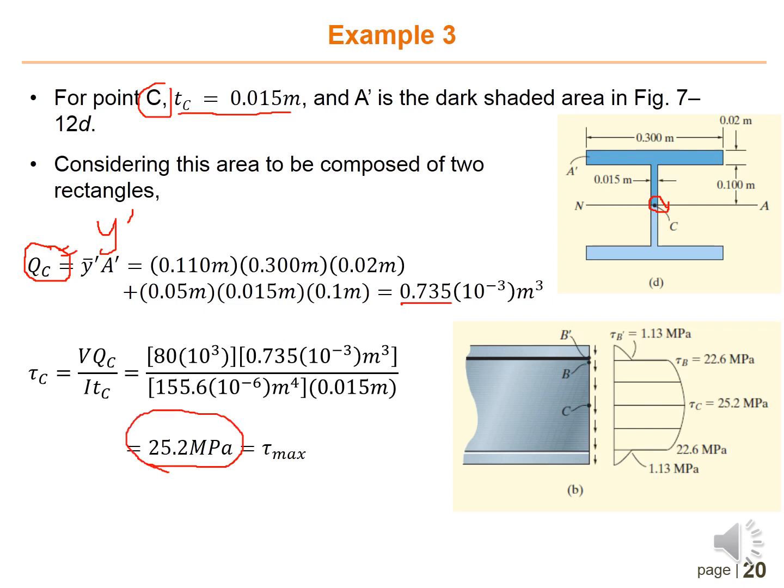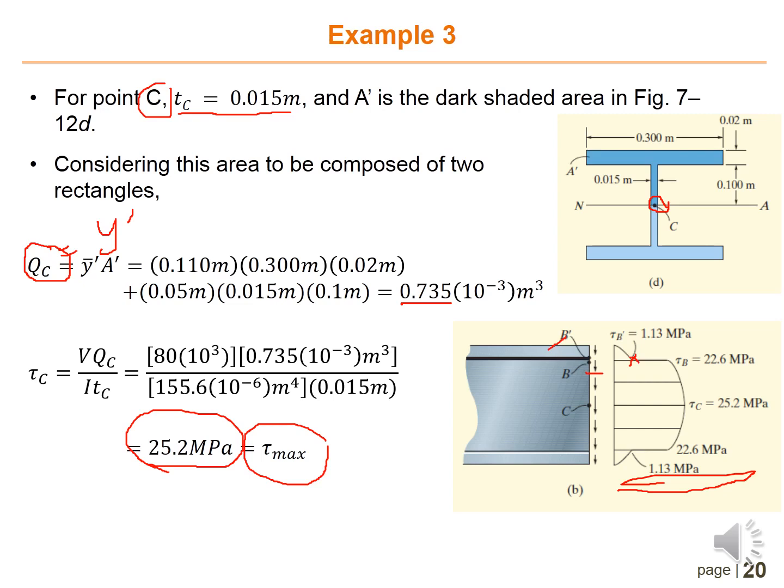or equivalent to the maximum shear stress, because shear stress is always maximum at the neutral axis. So you can plot the stress distribution like this. As we discussed in the previous slide, for the beam which has a wide flange, there is a sudden jump in between the flange and also the web.